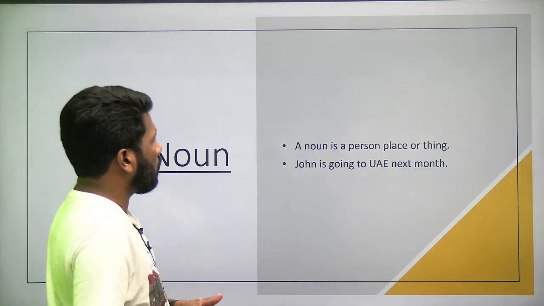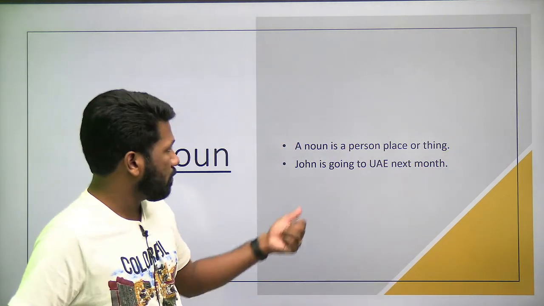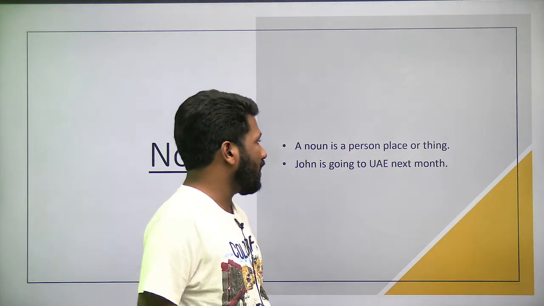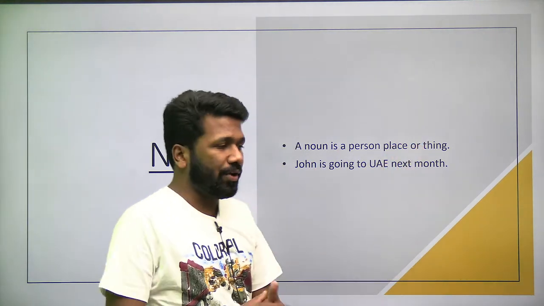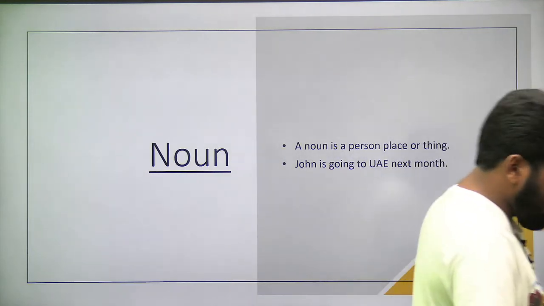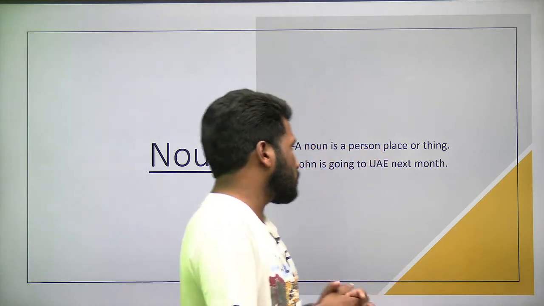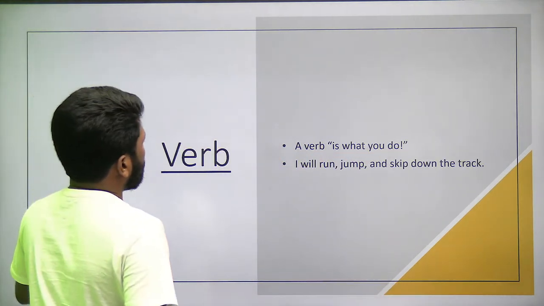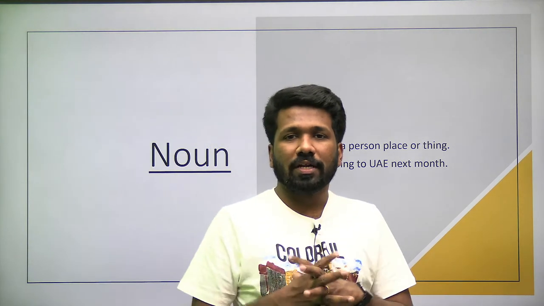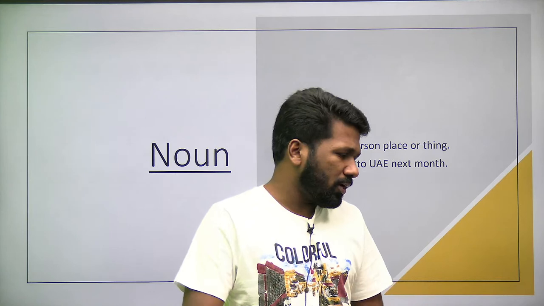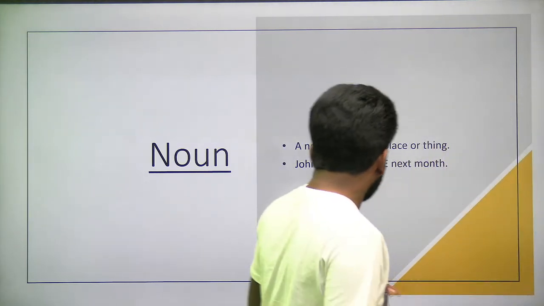First we will start with noun. What is a noun? Noun is a word denoting a person, place or a thing. For example, John is going to UAE next month. Here John is a noun, UAE is also a noun, month is also a noun. Name of people, name of places, name of things, all are nouns. Different types of nouns are there, proper noun, common noun, etc. We will not go into more detail now; we will discuss more with questions.